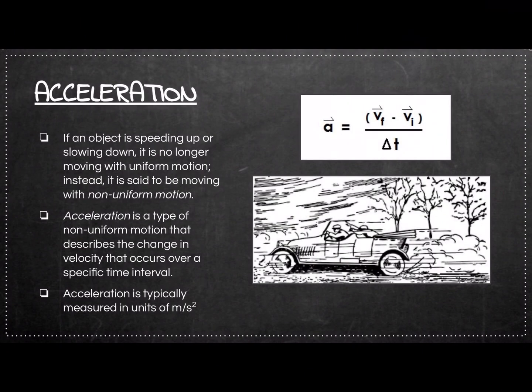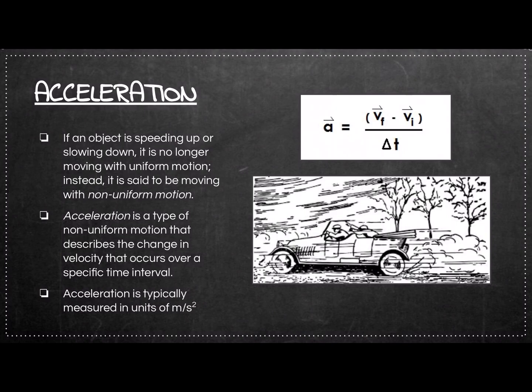So continuing on with our topic 1, motion, we're looking at acceleration. It says, if an object is speeding up or slowing down, it is no longer moving with uniform motion. Instead, it is said to be moving with non-uniform motion. Acceleration is a type of non-uniform motion that describes the change in velocity that occurs over a specific time interval.